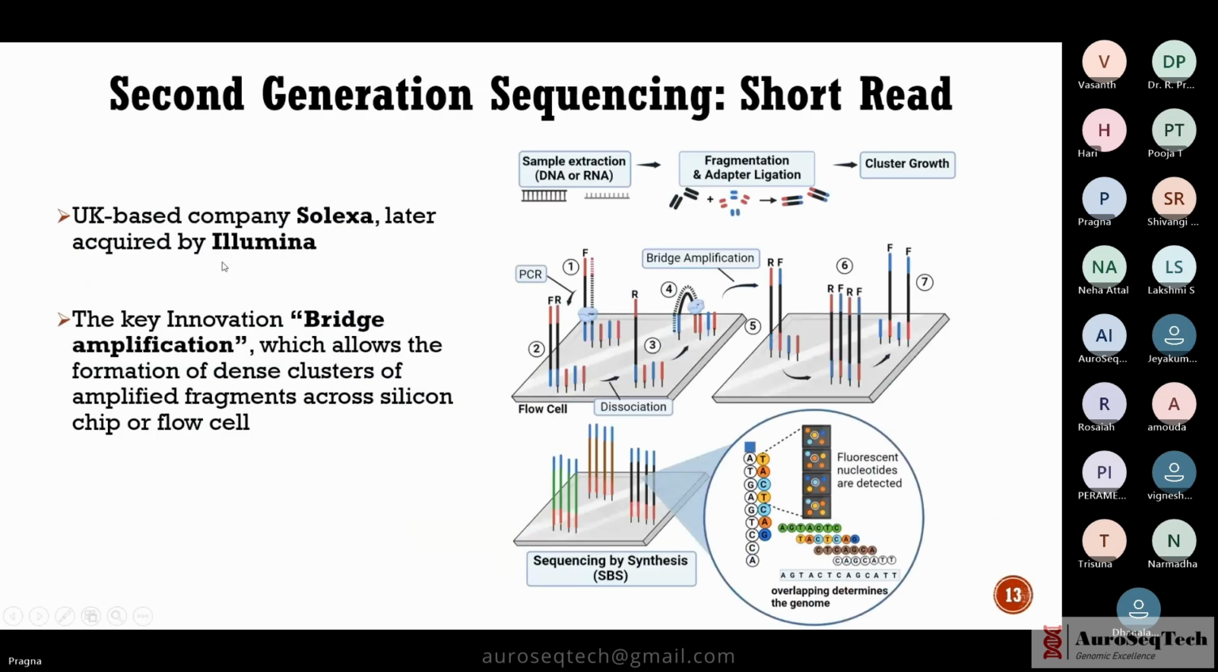Why did second generation sequencing, also called short read sequencing, bring a revolution? It was initially developed by the UK-based company Solexa, later acquired by Illumina. It brought a key innovation known as bridge amplification. What happens in bridge amplification? It allows the formation of clusters of amplified fragments across the flow cell. We will understand this process in detail in the next slides.